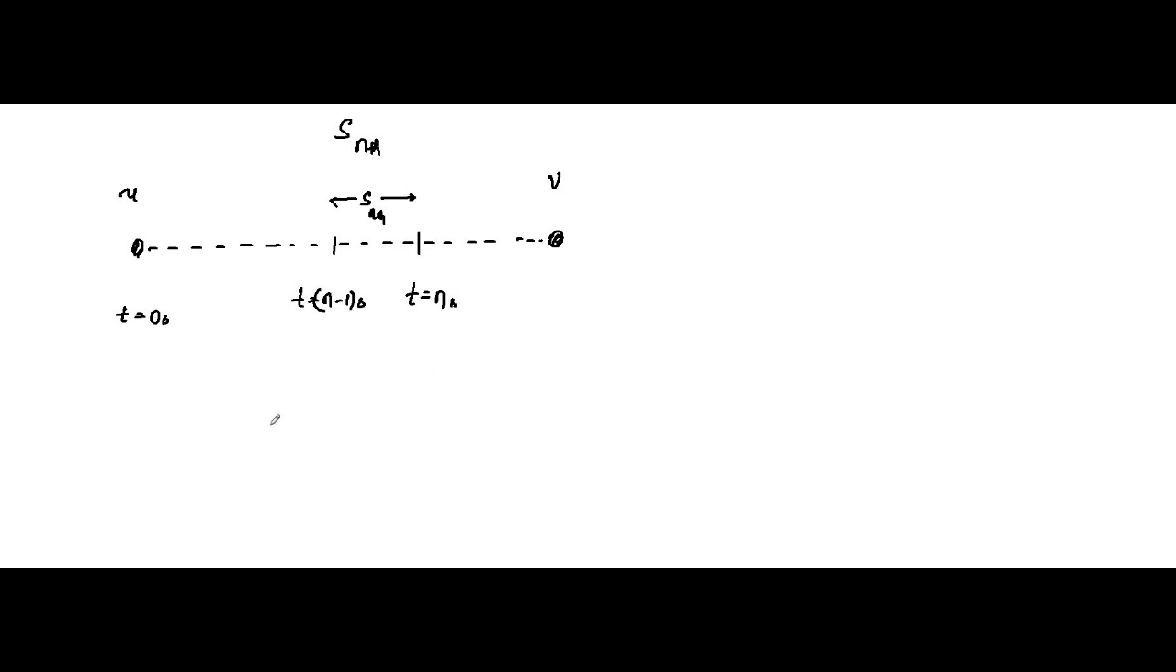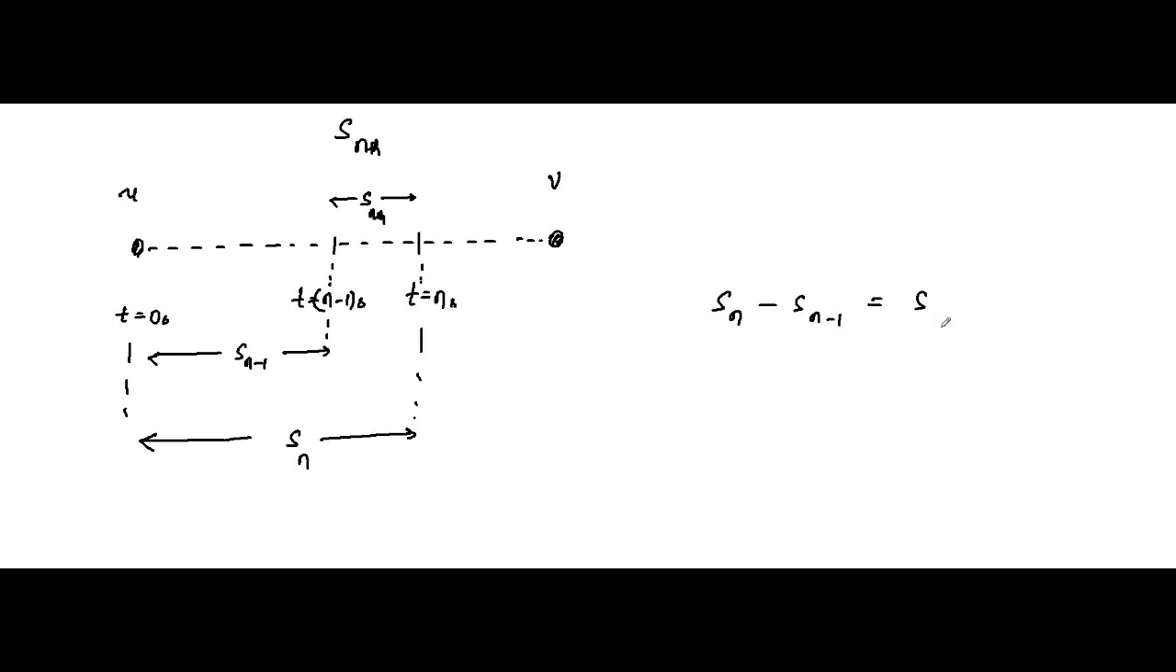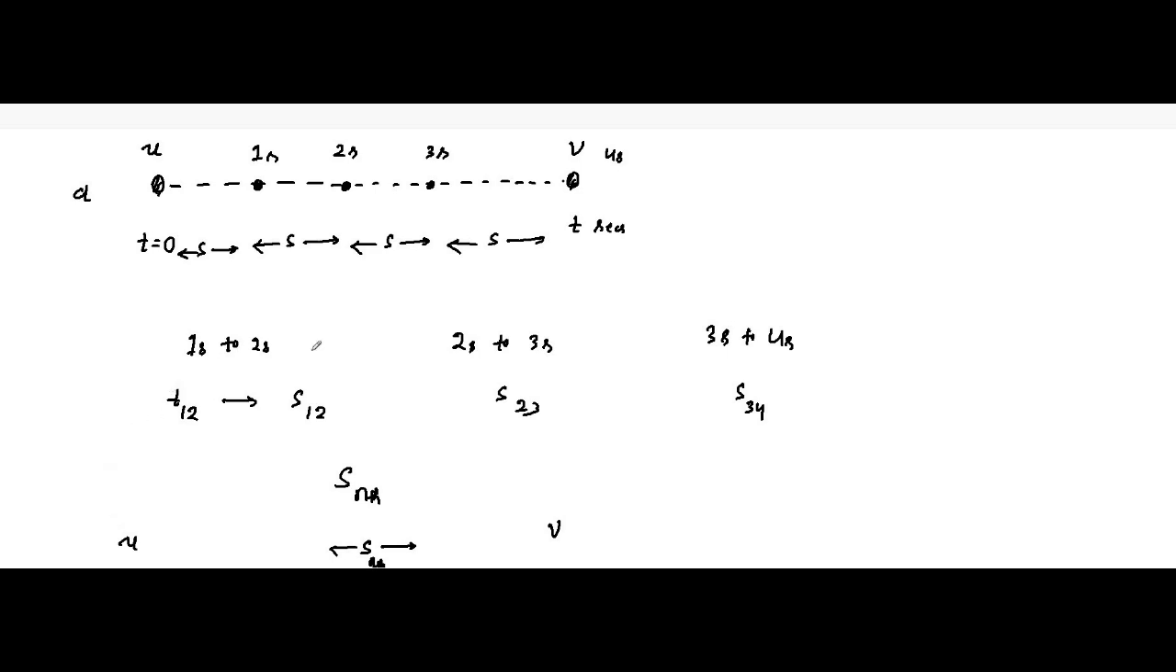For that, first we have to determine the displacement of the particle for the entire n duration, from here to here, and then during the n minus 1 seconds, from here to here. When we subtract Sn minus Sn minus 1, we get the displacement of the particle during the nth second, which gives us the displacement from n minus 1 to n second, like 1 to 2, 2 to 3, 3 to 4.